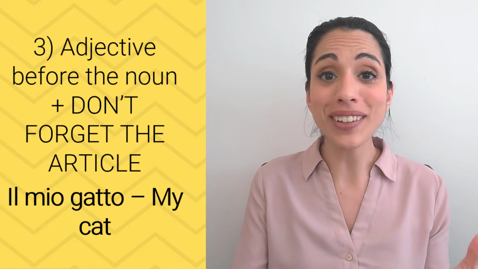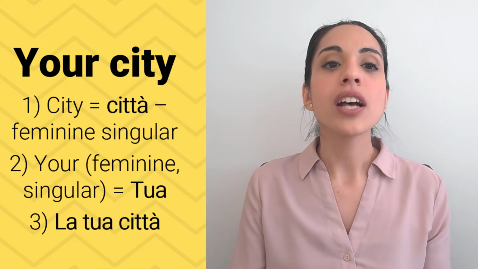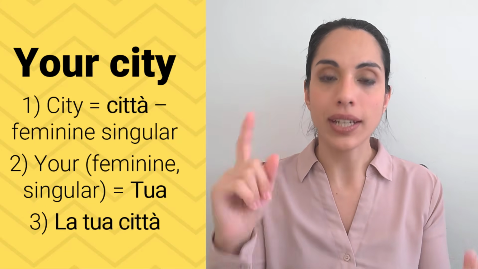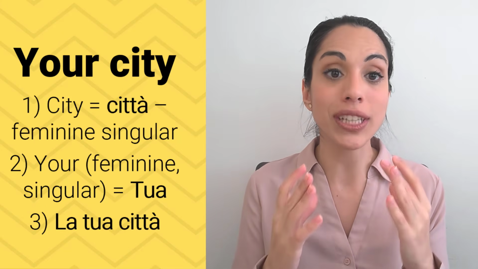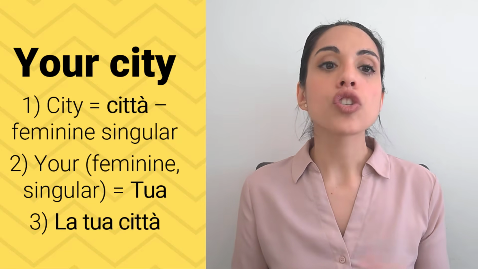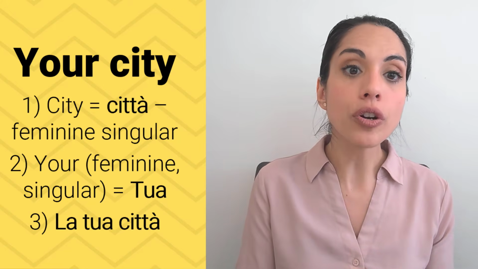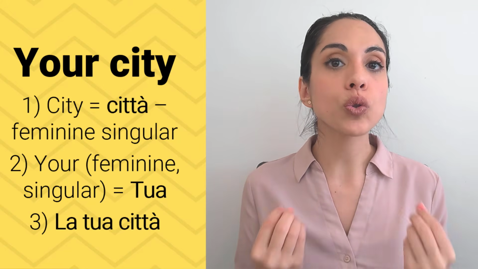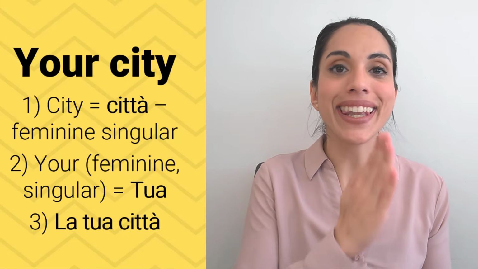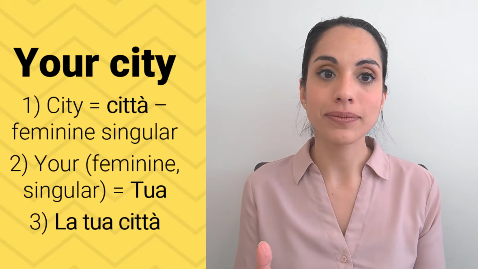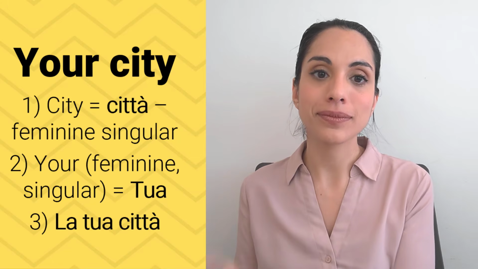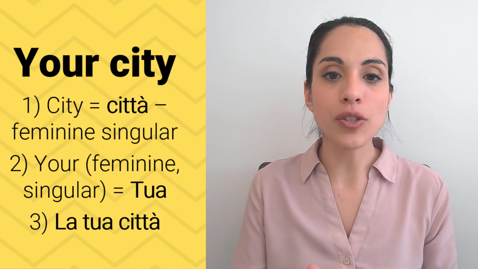And so, why don't we practice this together right now? So, let's see a few more examples. Let's suppose you want to say your city. Let's start with the noun, city, città. That's feminine singular. So this feminine singular form for your is tua. Then we place everything in the right place, and that's la tua città. Your city, la tua città. Molto bene.